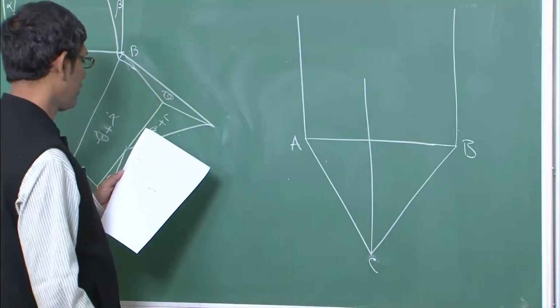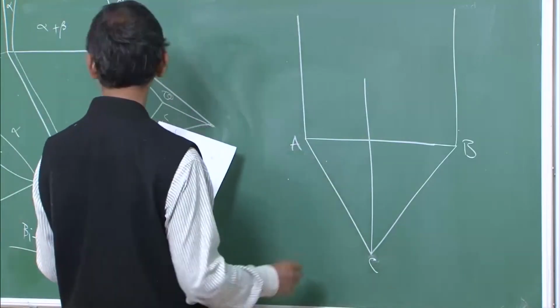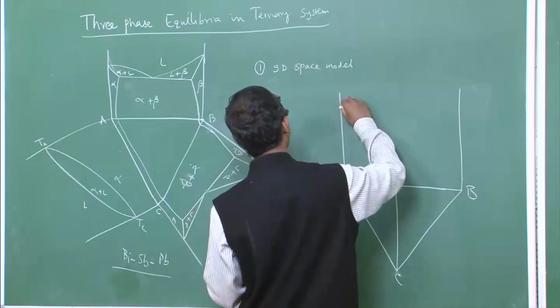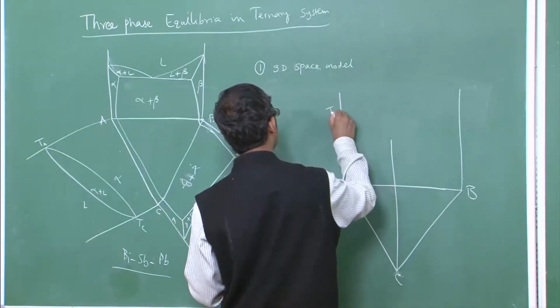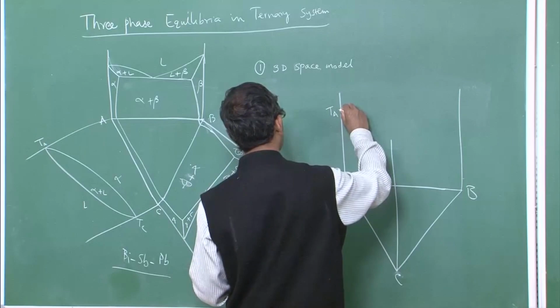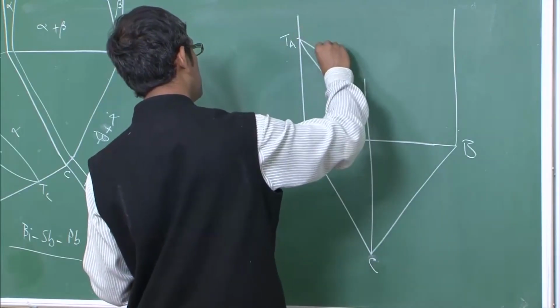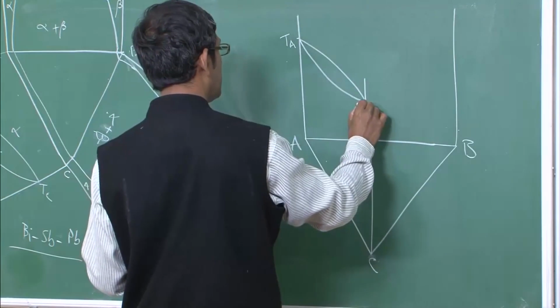Okay. So, first is that between A and C you have an isomorphous system. You can see here between A and C there is an isomorphous system. So, this is T A suppose, and this is T C.